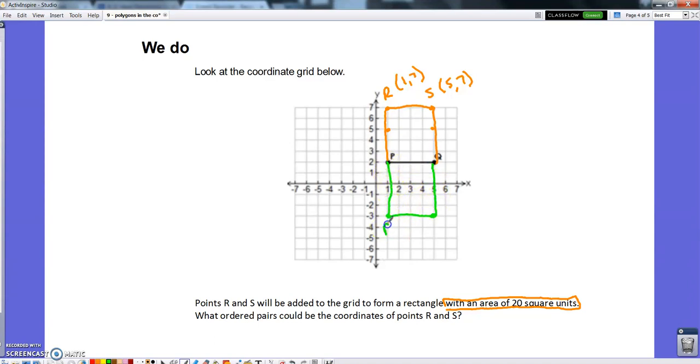So I could also put R and S here at 1, -3, and 5, -3, and also get a rectangle with an area of 20 square units. All right, so that's just two examples of problems you might see involving a polygon in the coordinate plane.